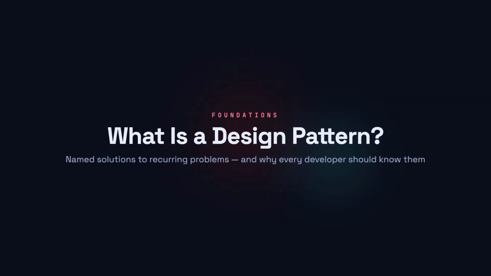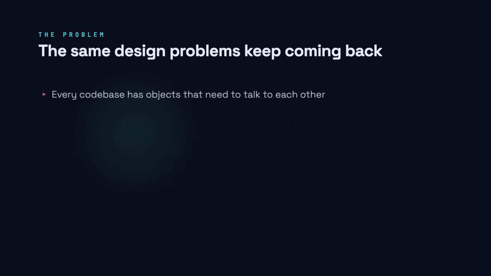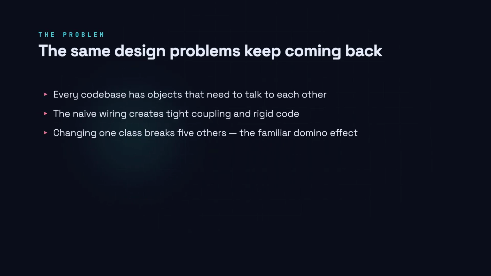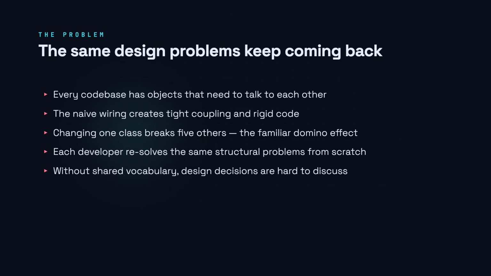foundation to rest on. Here is the pain that patterns exist to solve. As your codebase grows, objects need to communicate, share state, or be created in flexible ways. The instinct is to wire them together directly and move on. But that tight coupling means a small requirement change ripples through the entire system. Worse, every team member independently invents their own solution, and no one has a shared name for what they built.